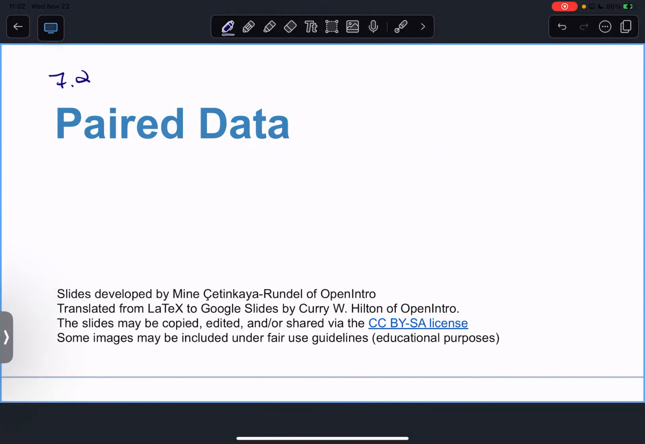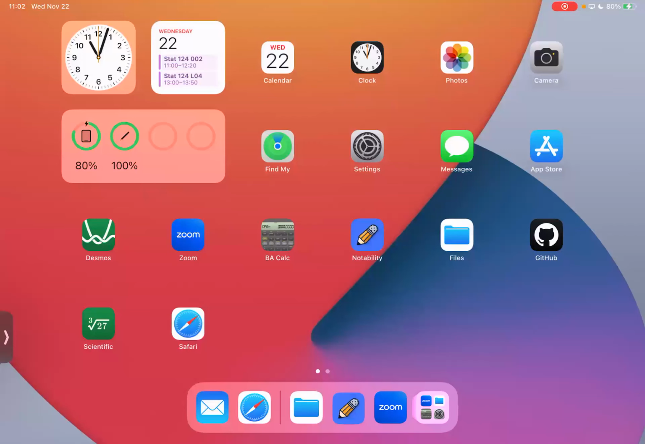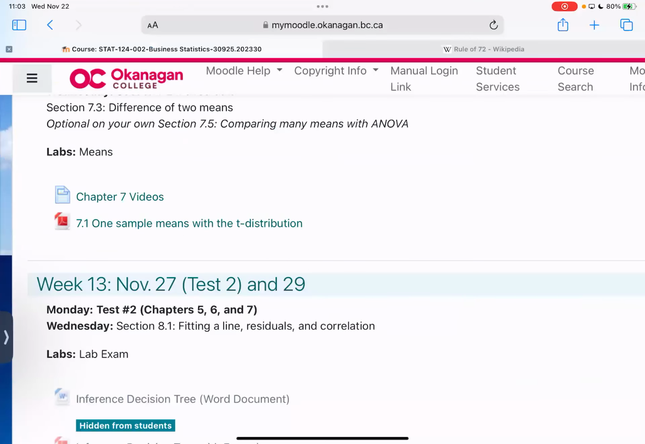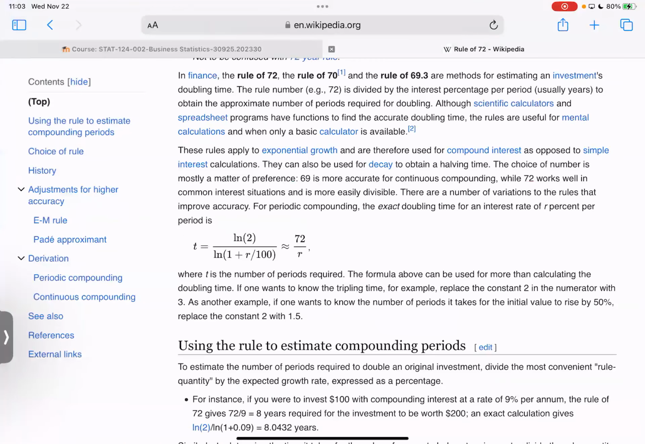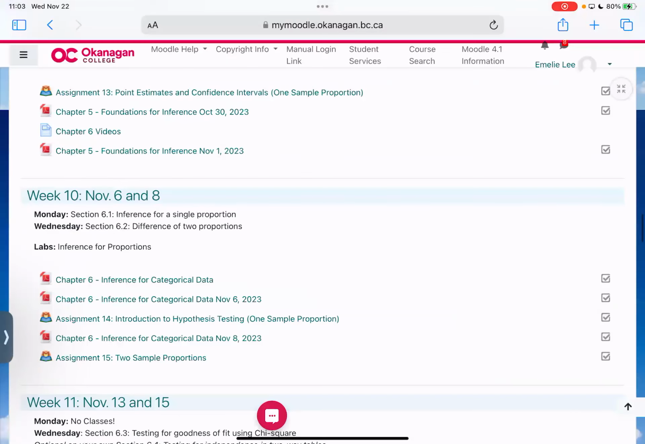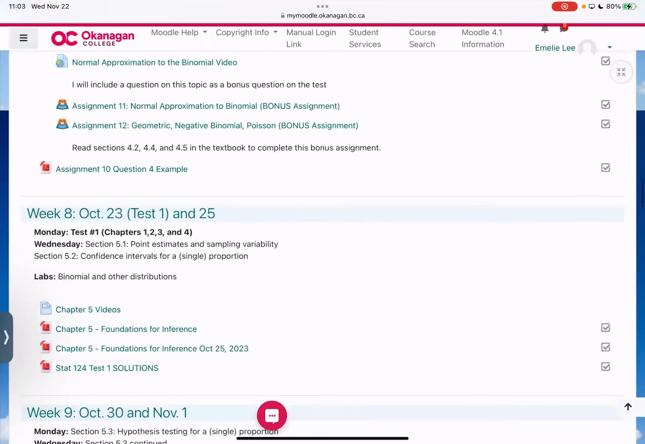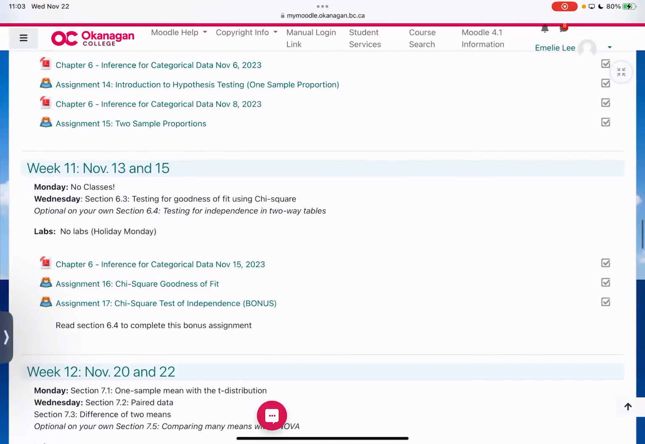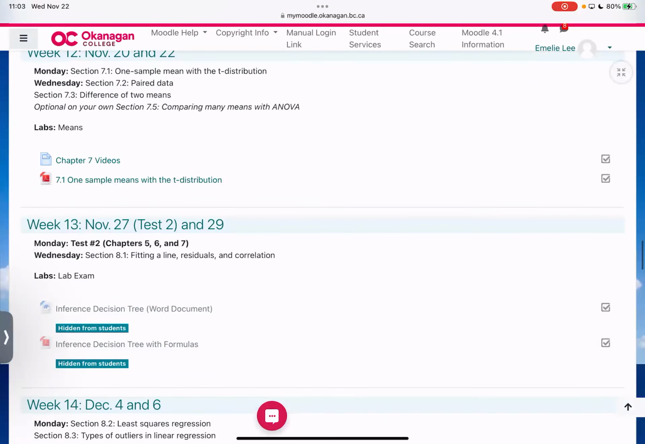one sample mean questions. Oh, but before I forget, nice try, Emily. Nice try. Hey, this isn't refreshed.